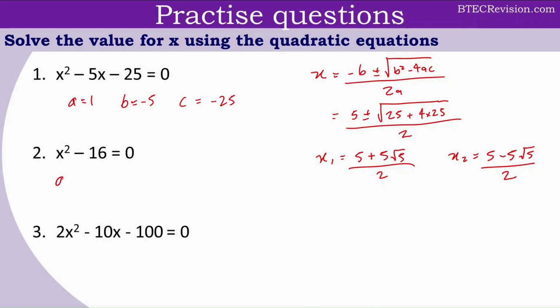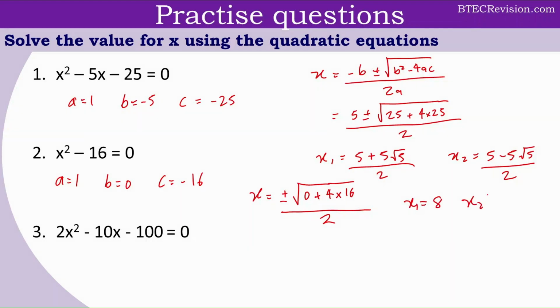Question number 2, we have a is equal to 1, b must be equal to 0 because there's no x value, and c is equal to negative 16. Plugging this in, x equals negative b, which is 0, plus or minus square root of b squared, which is 0, take away 4 times a, which is 1, times c, which is negative 16. So negative, negative makes positive, all over 2a. And that is going to give us x1 equals 8, x2 equals negative 8.